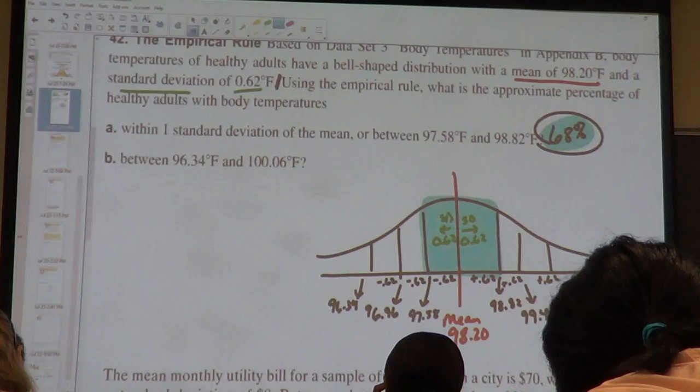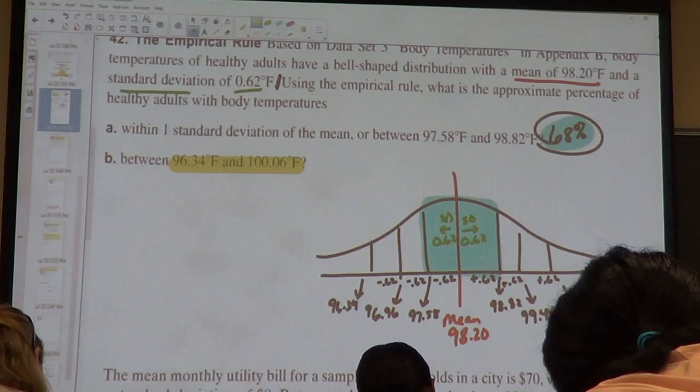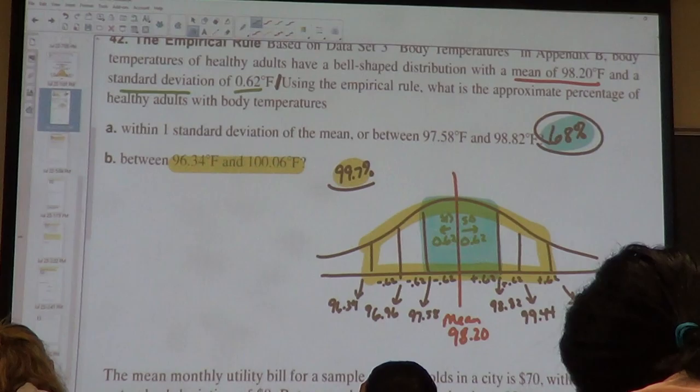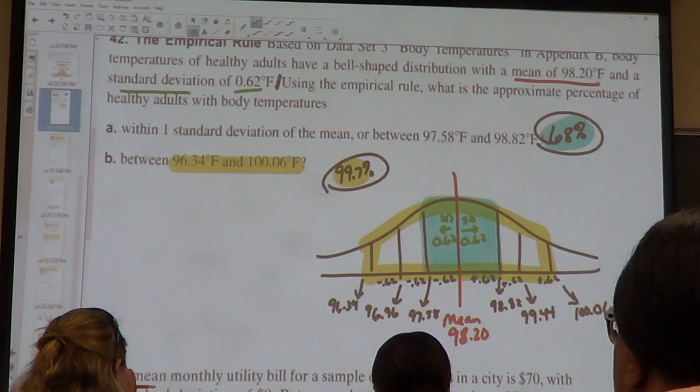Now, question B says between 96.34 and 100.6, what percentage would that be? 99.7, only because it's three jumps to the right and three jumps to the left.